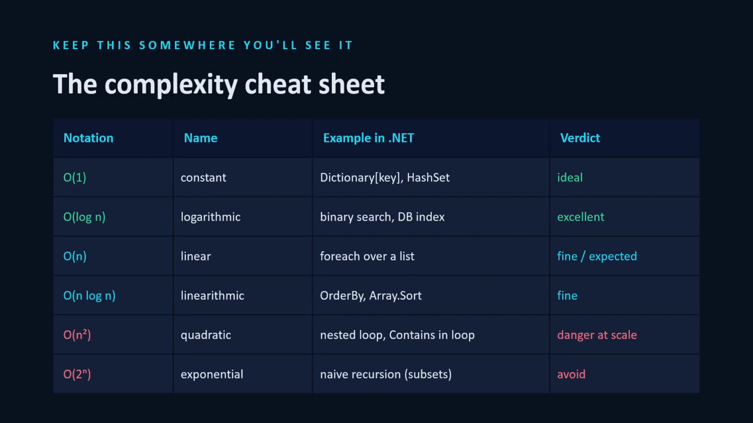Keep this table somewhere you will see it. From top to bottom, best to worst. Constant and logarithmic: ideal. That's where lookups and indexed queries live. Linear and n log n: totally normal. That's most of your code and your sorts. Quadratic: fine for small data, dangerous the moment the data grows. And that's almost always a nested loop or a hidden contains. Exponential and worse: if you ever see that in a backend path, stop and rethink the approach.